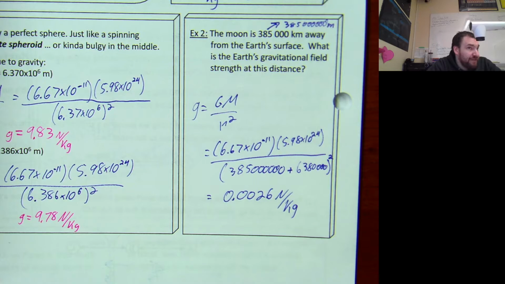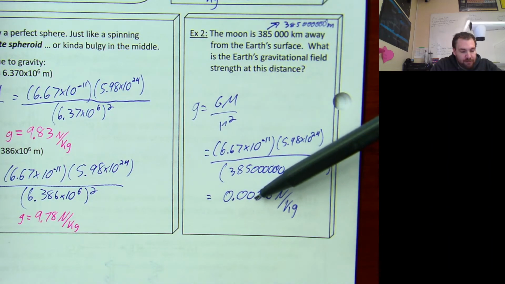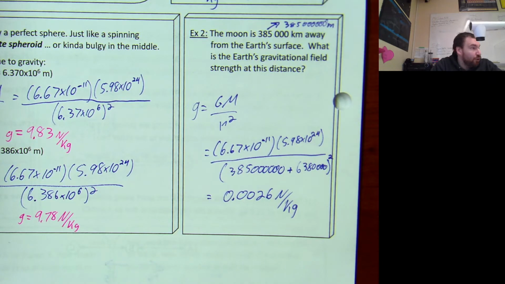Does anyone remember what the gravitational field strength of the moon is on its surface? Yeah, it was 1.6. Is that on the formula sheet, or did you remember that? It's on the formula sheet. G on the moon, 1.67 meters per second squared. The gravitational field strength of the Earth's gravity while you're on the moon, 0.0026. So the moon's gravity is 500 times stronger when you're on the surface of the moon than the gravitational field strength of the Earth. So yeah, you're never going to notice it.